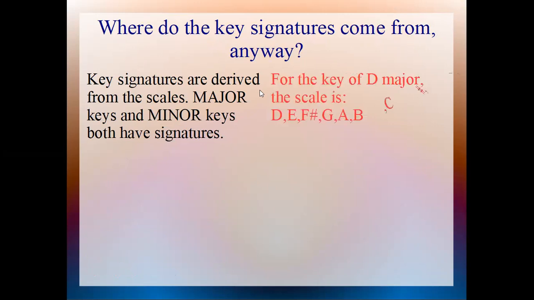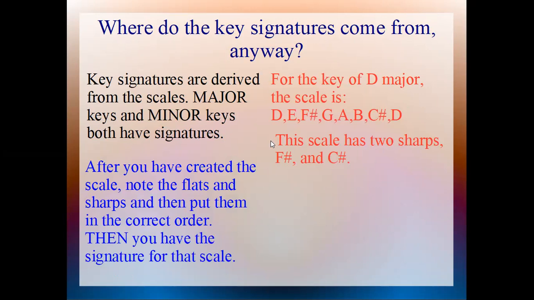For the key of D major, the scale, which you hopefully figured out already, was D, E, F sharp, G, A, B, C sharp, and then end on D. So you can see that we have 2 sharps, F sharp and C sharp, in this scale. Okay, and that is the order. If you remember BEAD GCF, F sharp comes first and then C sharp.